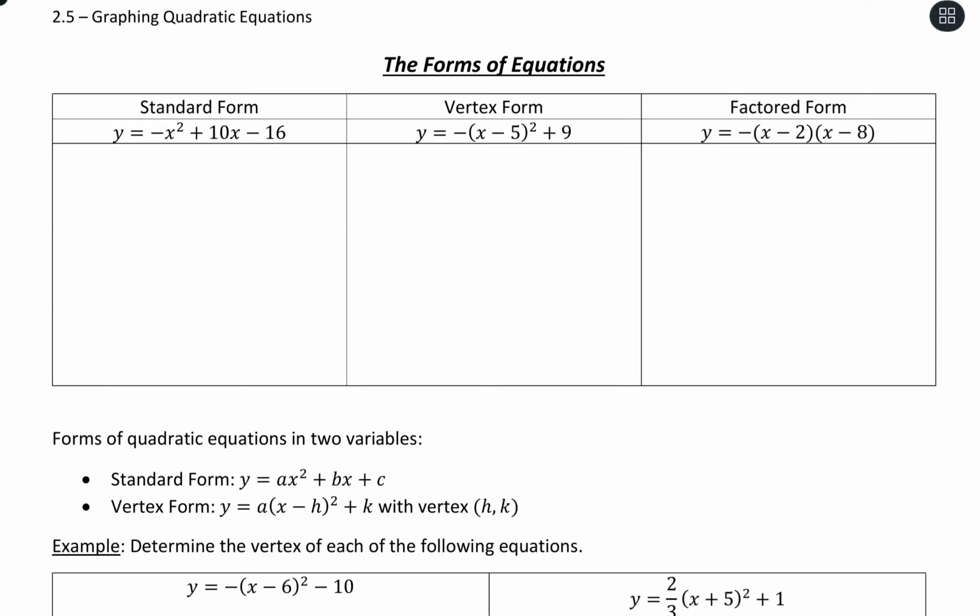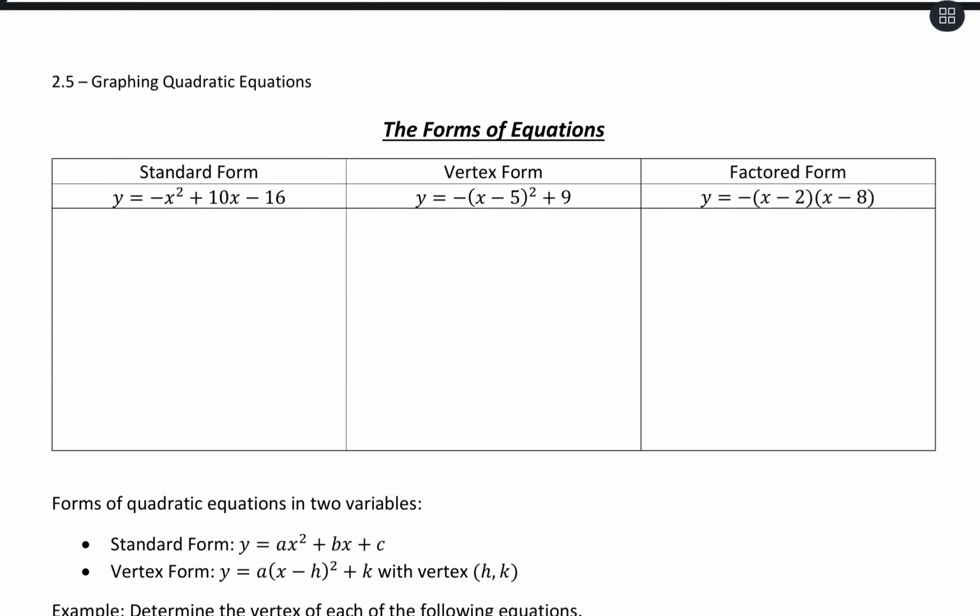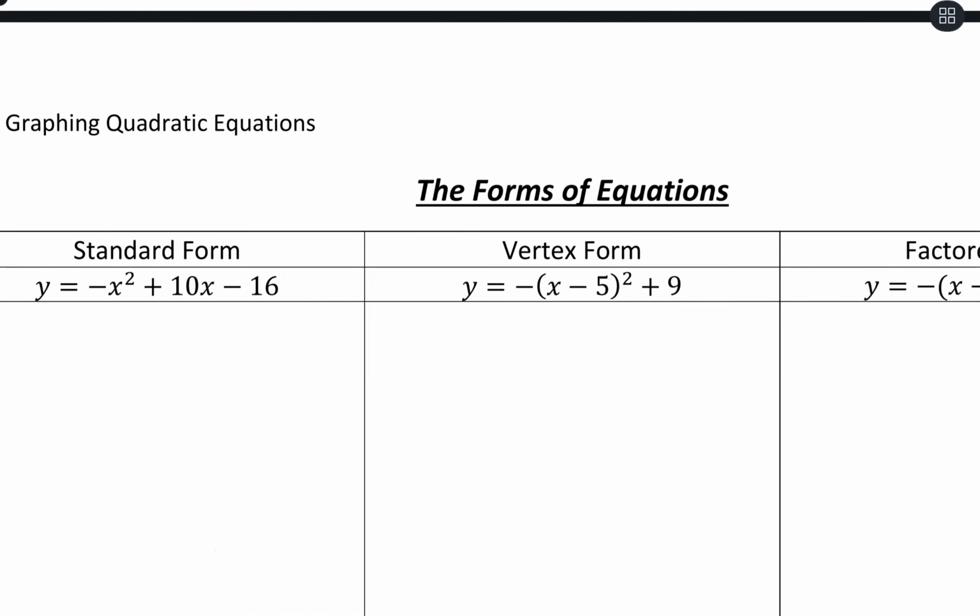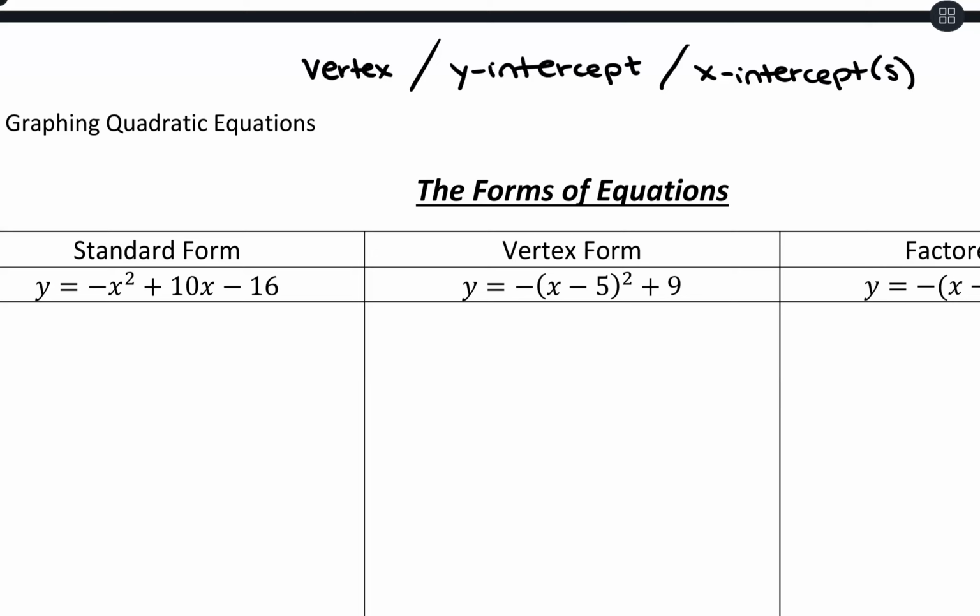So there are three forms that we can have for our quadratic equations: standard, vertex, and factored. And each of them have their benefits and their tricks to them. What we're really going to focus on is the features that we're looking for. Let's talk about finding the vertex, the y-intercept, and the x-intercepts. What we'll do is see in which forms these are easy to find and what we need to do to find them when it's a little more complicated.